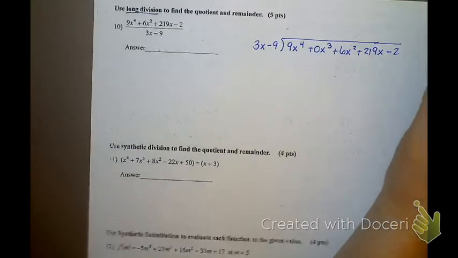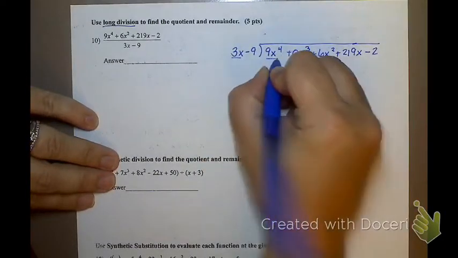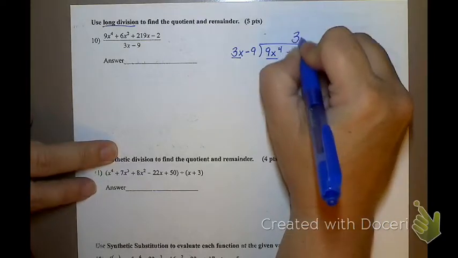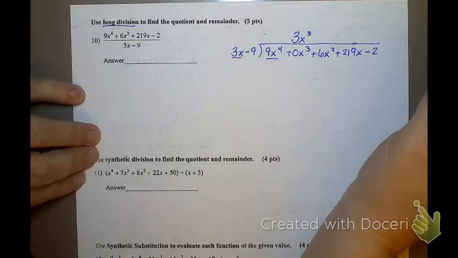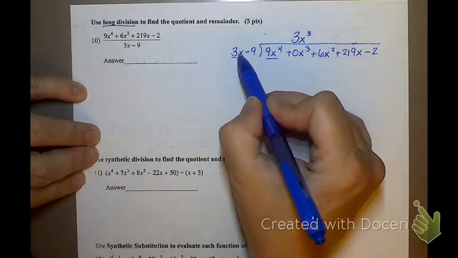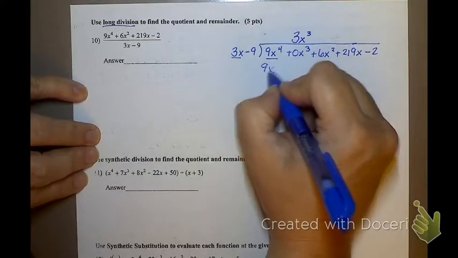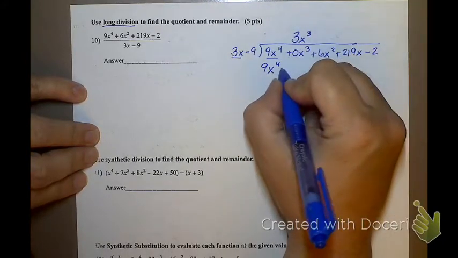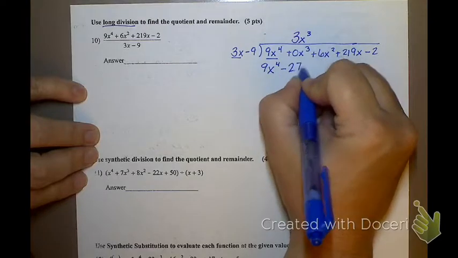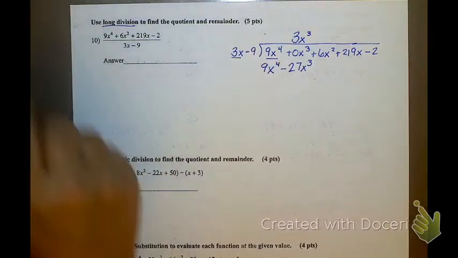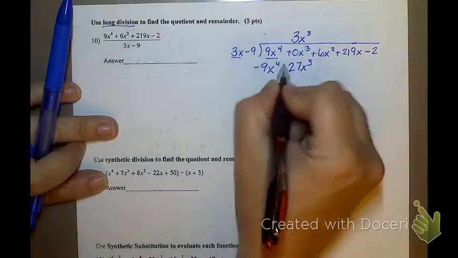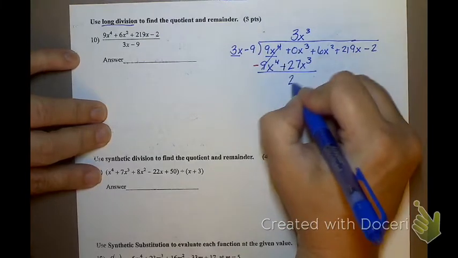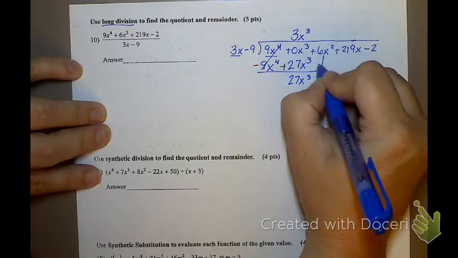Yeah? Okay. 3x times what gives me 9x to the fourth? 3x cubed. And now what do I do with the 3x cubed? So 3x cubed times 3x is 9x to the fourth. That's good. Those two are supposed to match. 3x to the third times negative 9, negative 27x cubed. Now what do I do? Change the signs. This becomes a minus, that becomes a plus. And I have 27x cubed, and I bring down the next term.